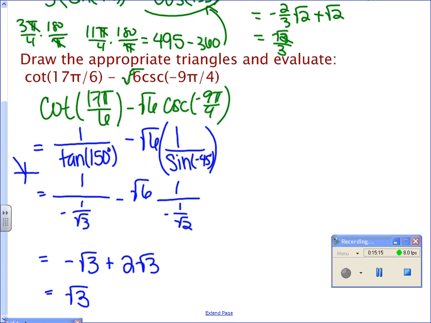Here, it should just be 1 over square root of 3, which is the square root of 3. Does that make sense? Any other questions? Okay.